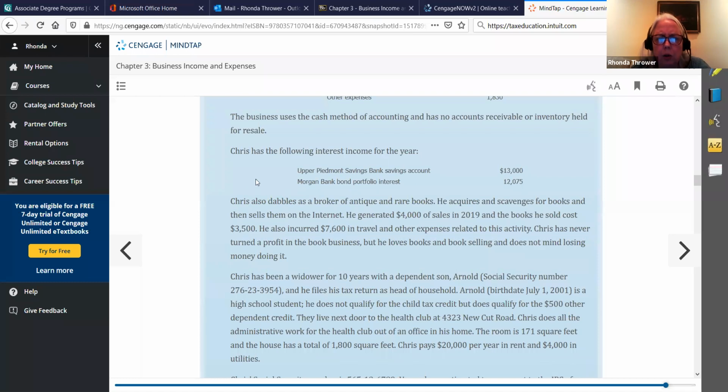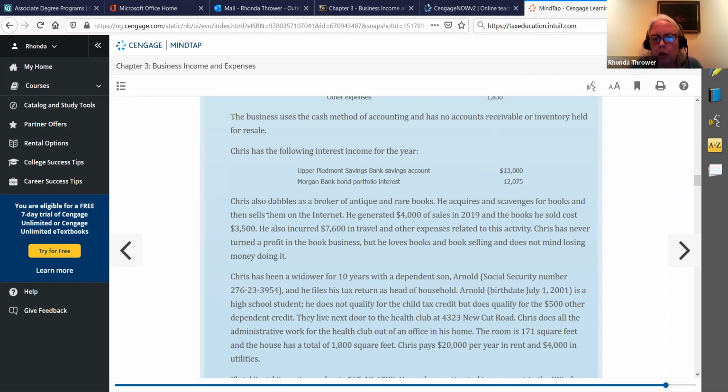And then it tells you that Chris has the following interest income for the year. He has interest from a savings account and interest from a bond portfolio. Both of these are taxable items and they are considered interest. And so you're going to need to put those on a separate schedule. And that schedule is called, let's see, Schedule B, interest and ordinary dividends. So Schedule B you're going to use for this part of the problem here.